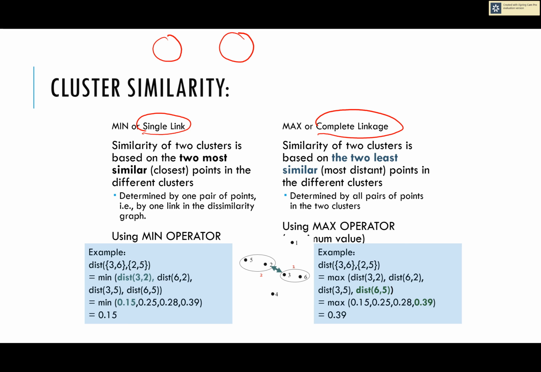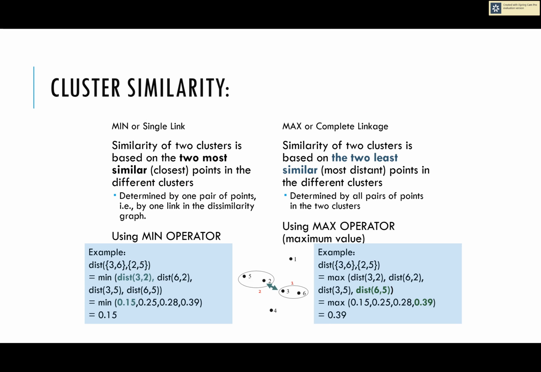Because if we calculate the similarity or dissimilarity of 2 points, okay, we are going to use the previous method that is using the Euclidean distance. Okay, in minimum, the similarity of 2 clusters is based on the 2 most similar, or we say the two closest points in different clusters. So this will be determined by one pair of points, for example, one link in the dissimilarity graph. Okay, so this is the minimum or single link.